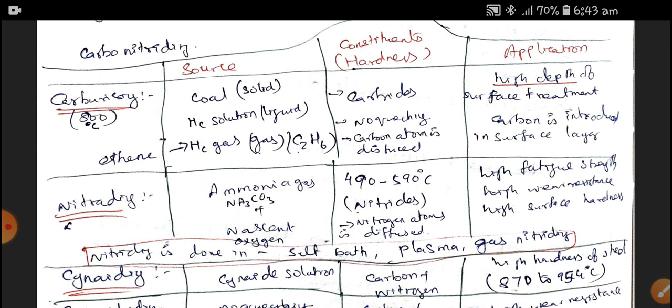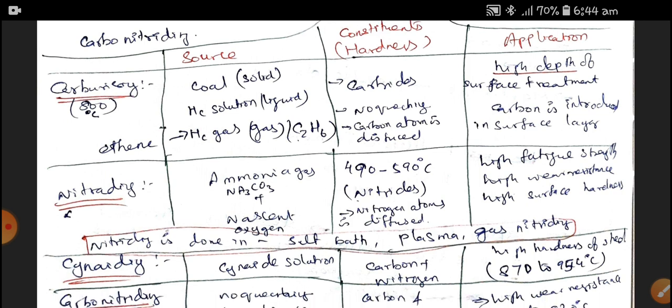Therefore, no quenching. Carbon atoms are diffused in the surface. In the carburizing process, a high depth of surface treatment happens, and the carbon is introduced in the surface layers. Therefore, a surface of carbon is being deposited in the carburizing process.